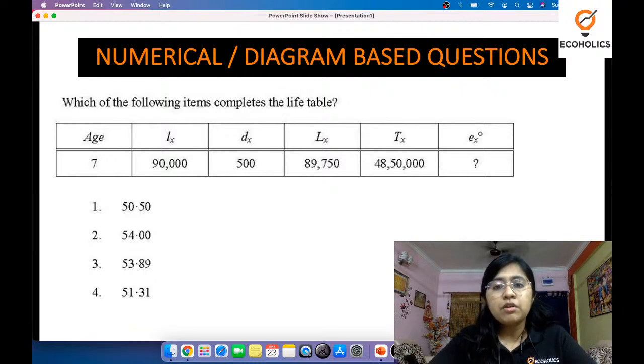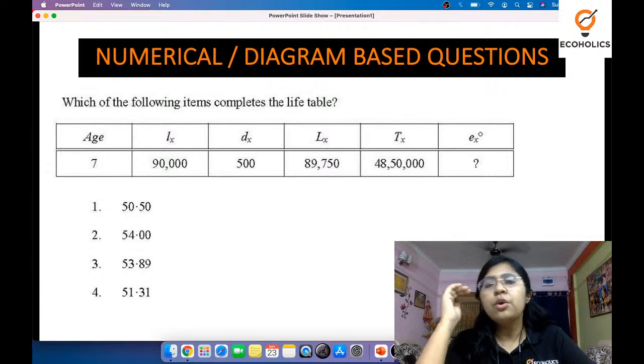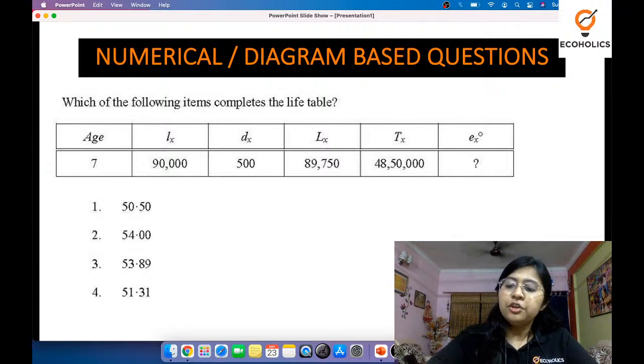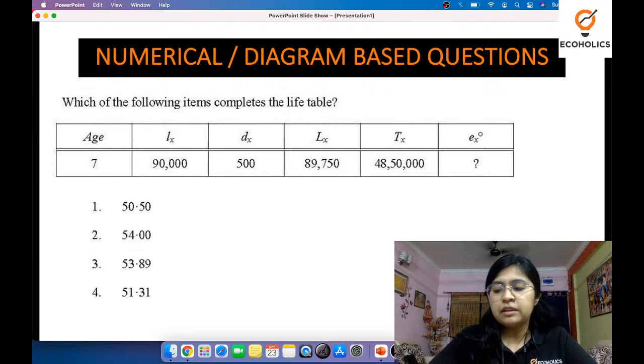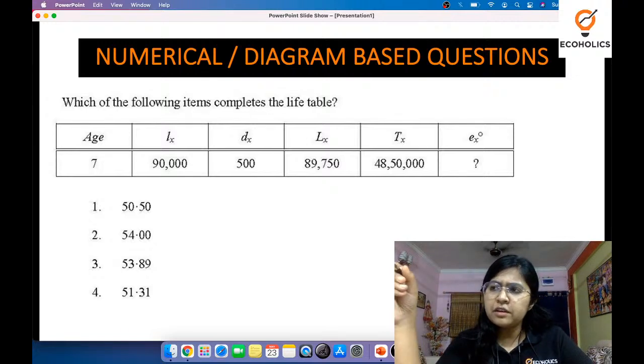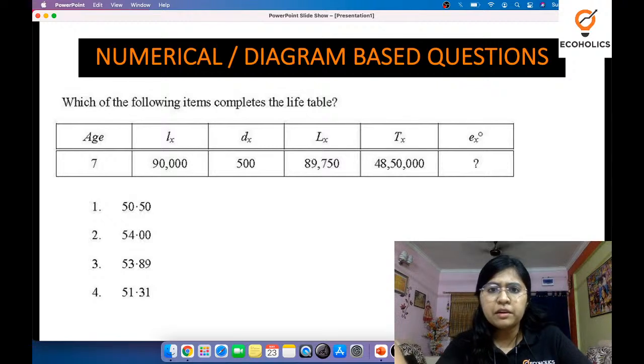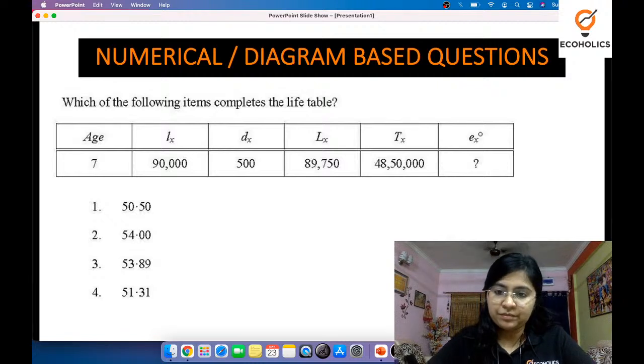So your diagrams should definitely be on point, and that will come only after practice. Just reading through your revision material is not enough. Once you read the theory, you must be well versed about a certain diagram. Do I have to shift the curve rightwards or leftwards? All of these things should be on point. Then we have questions which are numerical in nature. For example, this is a question from the demography module, life table.